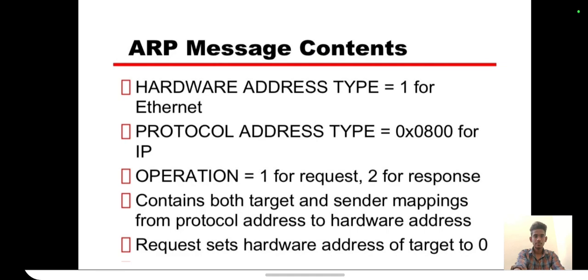ARP message contents. Hardware address type is equal to 1 for Ethernet. Protocol address type is equal to 0x0800 for IP. Operation is equal to 1 for request, 2 for response. The message contains both target and sender mappings from protocol address to hardware address. In a request, the hardware address of the target is set to 0.